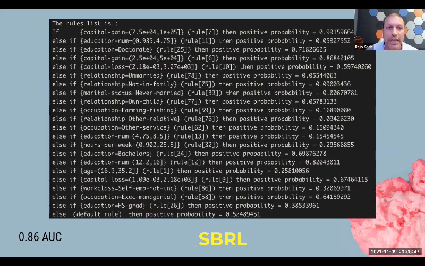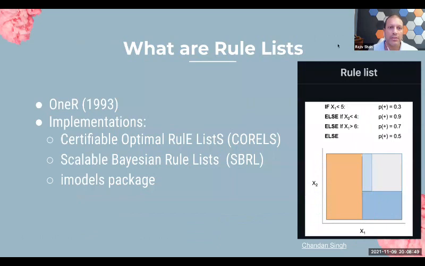Some implementations of this you'll see: there's an imodels package out there that I should highlight that has a bunch of these interpretable models I've been talking about. CORELS, the Certifiable Optimal Rule Lists, is a very popular implementation in Python for this. I just had trouble getting it to work. It would just blow up on me.